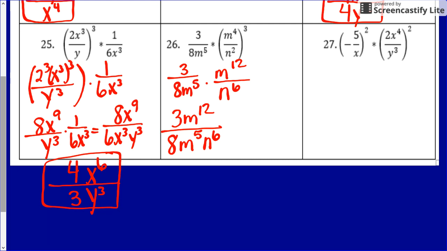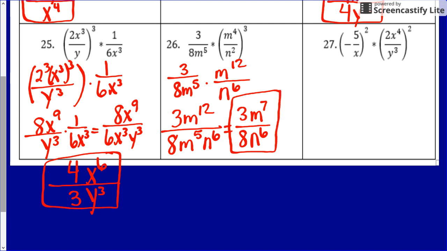All right, we got m's on the top and the bottom, so we need to take care of that. We're dividing our m's, so we're going to subtract those exponents. Let's put our 3 in, our 8 in. We got m to the 12 minus 5. 12 minus 5 would be positive 7, so it's going to be on the top. On the bottom, I've got n to the 6. I guess we didn't need all that fraction bar.